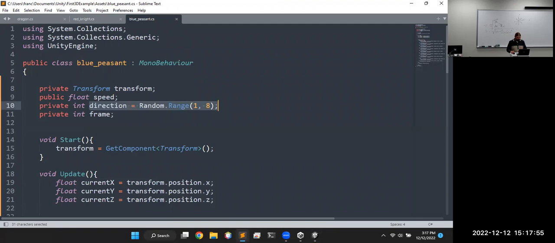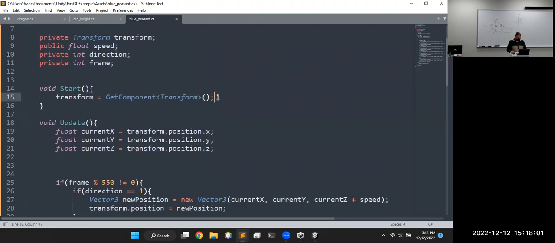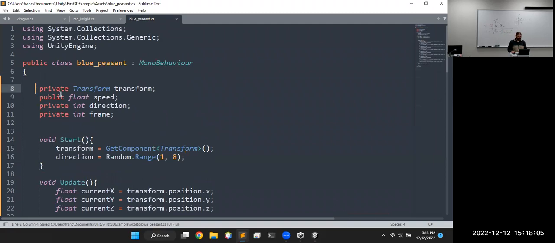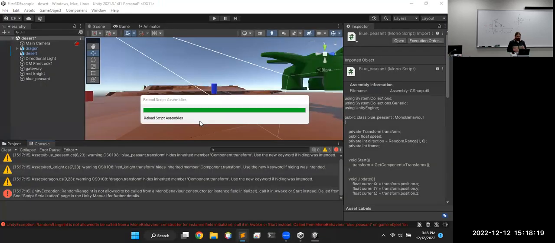So I'll copy that and just make that in that declaration, and then in the start method, we'll go ahead and set the direction. Notice up here in C#, all we have is declarations. We don't have any assignments outside of that. That is a restriction we had not seen the error message from yet. Make sure that's saved. When we go back over here, it should compile.